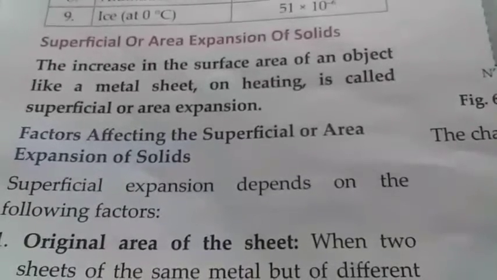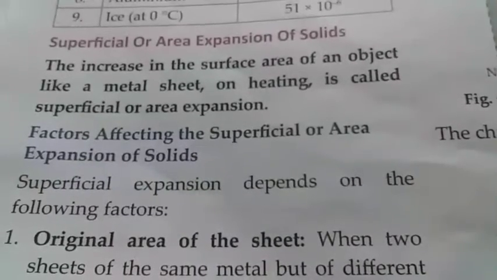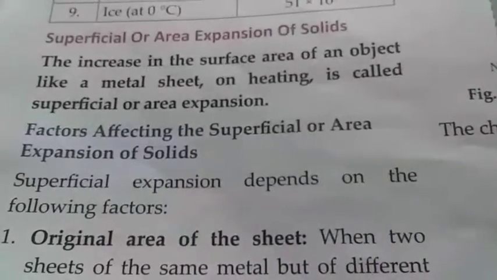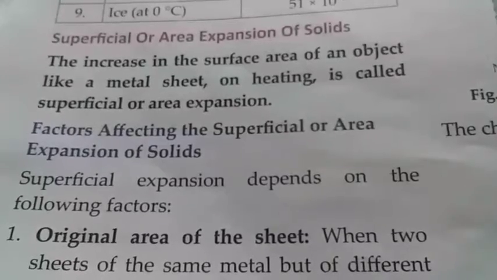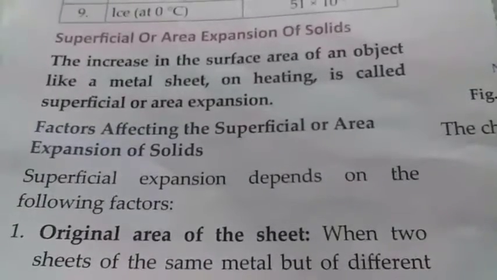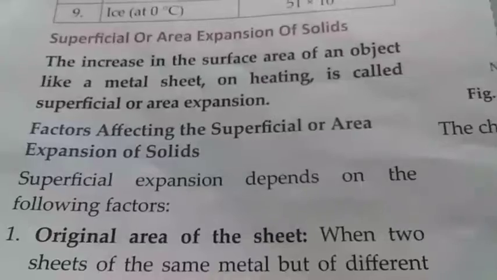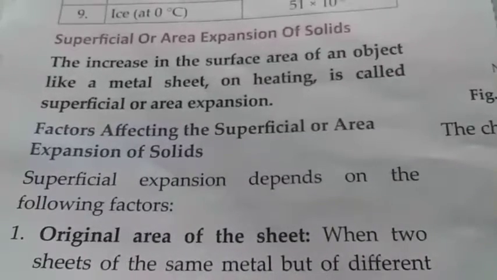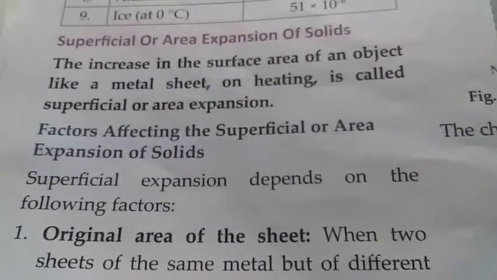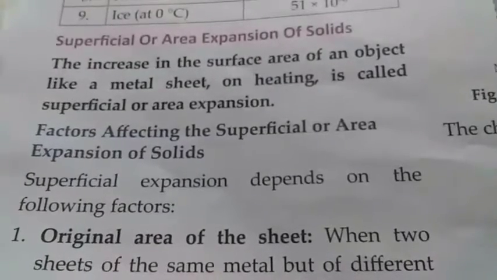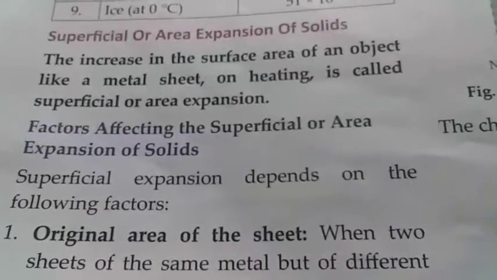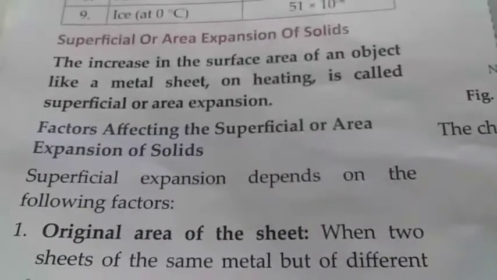Now that was all about linear expansion. Now superficial or area expansion of solids. Linear expansion is the increase in length, and superficial expansion is the increase in area, meaning length and breadth both. So the increase in the surface area of an object like a metal sheet on heating is called superficial or area expansion. Now what are the factors that affect the superficial or area expansion of solids?